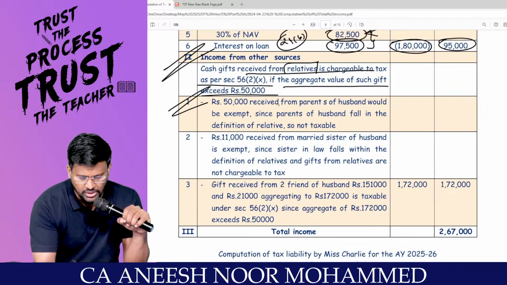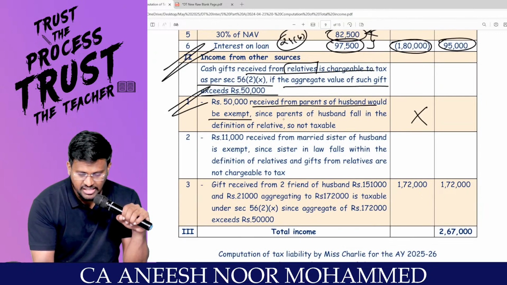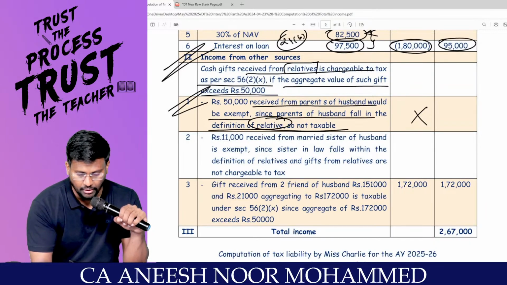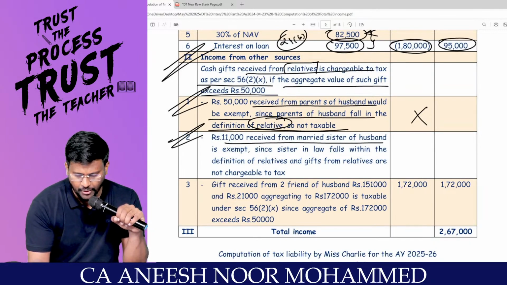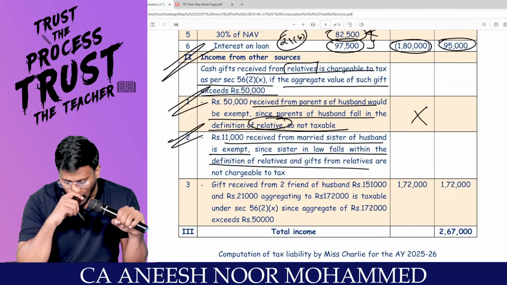Sir, 50,000 received from parents of husband would be what? Exempt. Nothing will be taxable, since the parents of the husband fall in the definition of relative. 11,000 received from married sister of husband is what? Exempt, since sister-in-law falls within the definition of relative.